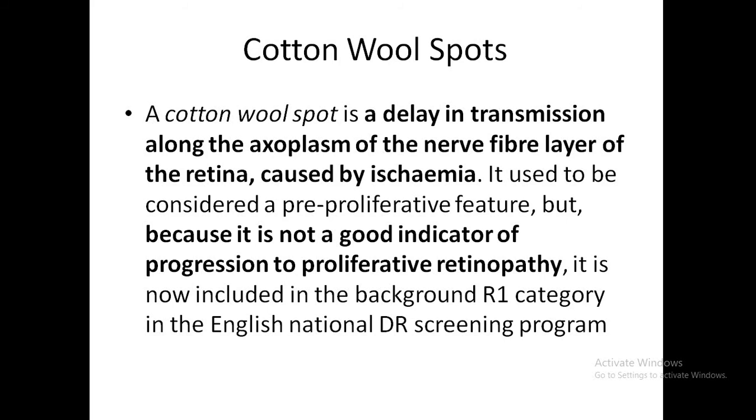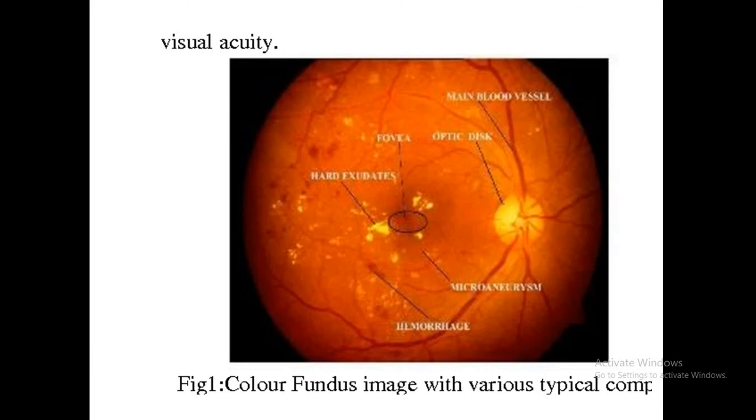A cotton wool spot is a delay in transmission along the axoplasm of the nerve fiber layer of the retina caused by ischemia. It was once considered a pre-proliferative feature, but since it is not a good indicator of progression to proliferative retinopathy, it is now included in the background category. So here you can see the background retinopathy with hard exudates here, and you can see microaneurysms and also hemorrhages here.